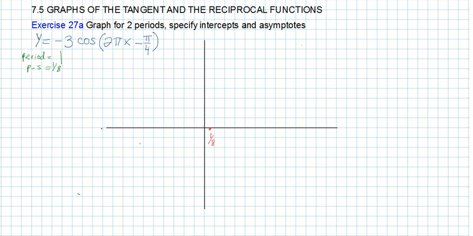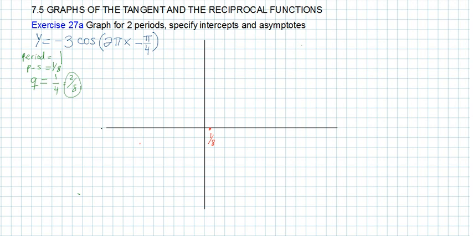And now I'm going to have my quarters, the size of each quarter. So I cut the period by 4, so I will have 1/4 for each. But I like to have the same common denominator, so I'm going to convert my quarter to eighths, so I can add eighths instead of fourths. So I have 2/8. So I'm going to be adding this starting at the phase shift.